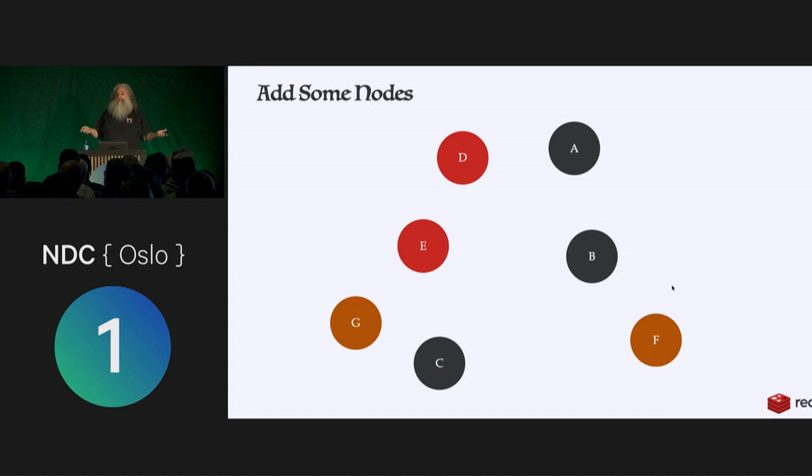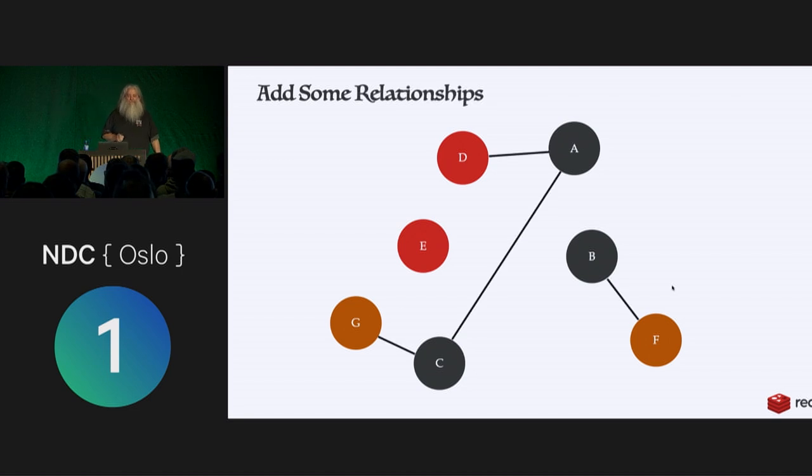You do not have to have relationships in a graph for it to be a graph. It's not a very useful graph. So let's add some relationships. So now our graph is growing a little bit. We can see that node E is hanging out there by itself. Nodes A, C, G, and D are clustered there in the middle together. And B and F are best friends forever there in the bottom right corner.